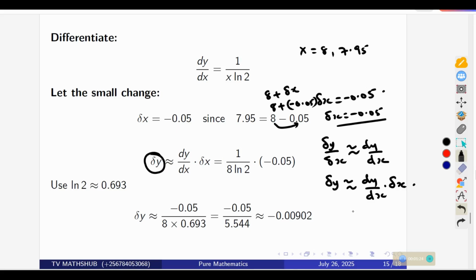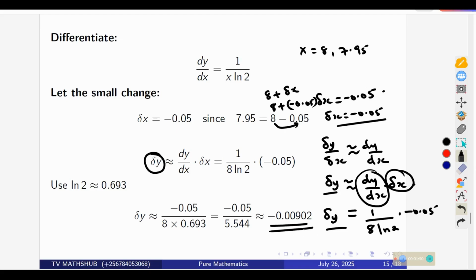And this implies that since we already have dy/dx, and we already have delta x, then we can find a small change in y. So you will substitute dy/dx as 1 upon x ln 2. We already know that is 8 ln 2 times negative 0.05. So this will give you a small change in y.